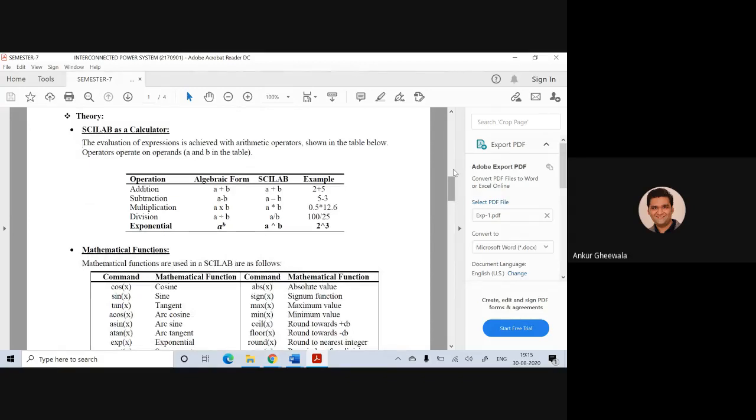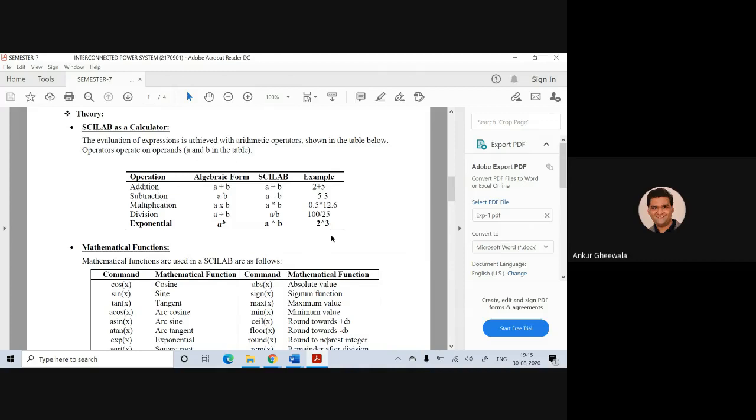Scilab as a calculator: you can see here addition can be done as A plus B, subtraction as A minus B, multiplication as A into B, and division as A divided by B, and the remainder is also given. Suppose A raised to B is given, its command is A raised to B, like 2 raised to 3, which is equal to 8, so it is given by 2 raised to 3.